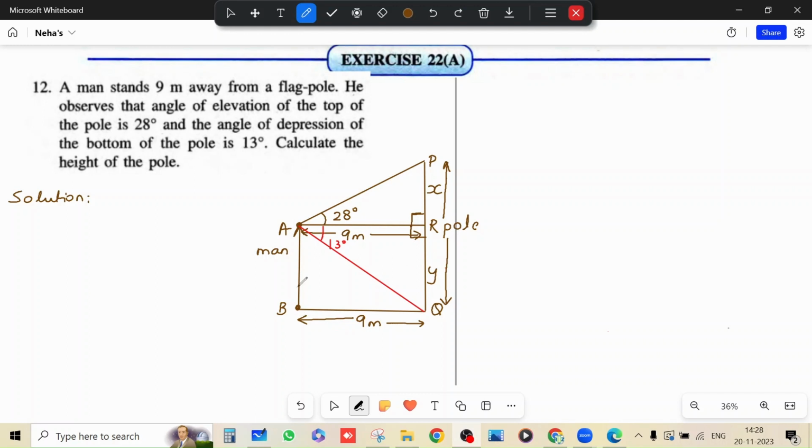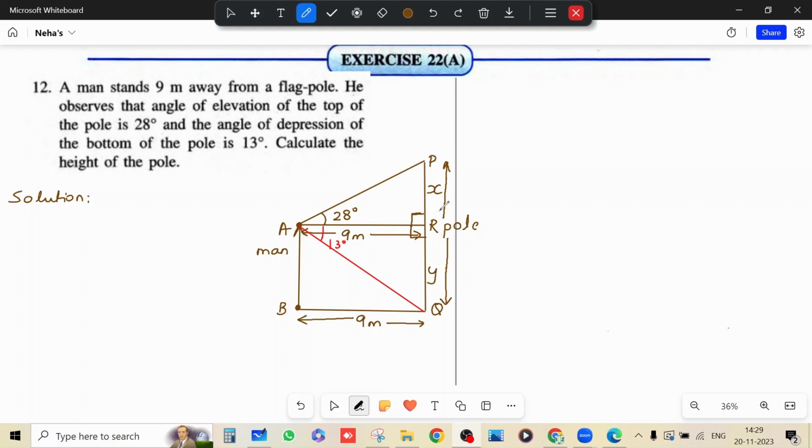So let us consider that AB is the man and PQ is the flagpole, and when the man is looking at the top point of the flagpole, the angle of elevation is 28 degrees. The angle of elevation is always the angle between the line of sight and the horizontal line. So this is 28 degrees, and the angle of depression, when he is looking at the bottom of the pole, will be between the horizontal line and the line of sight, which is AQ in this case, that is given as 13 degrees.